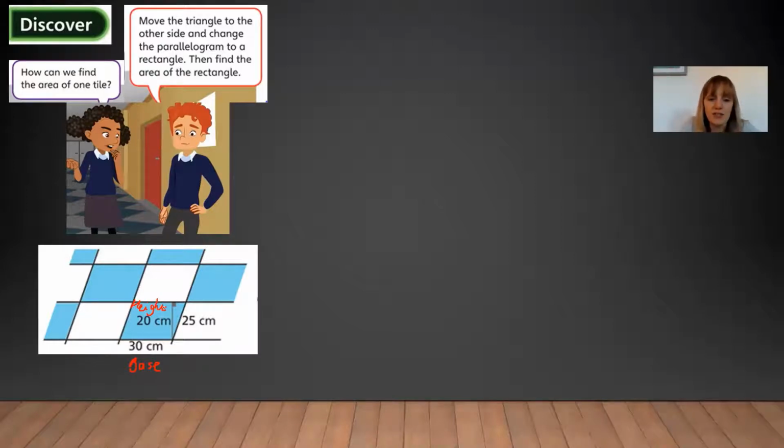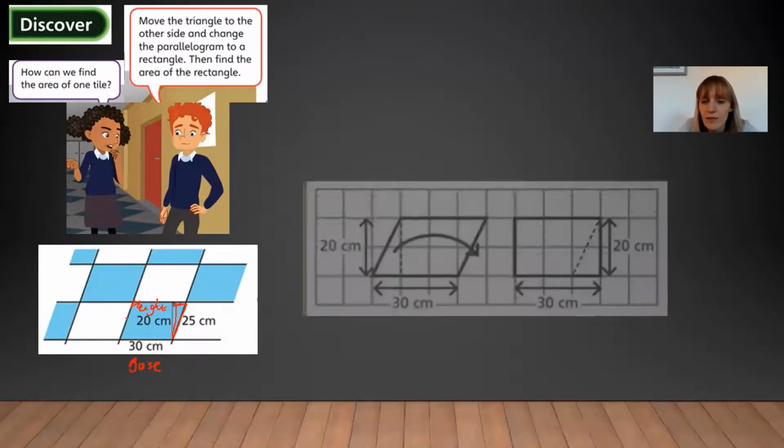Now, Richard has seen that if we move the triangle to the other side, so when he's saying triangle, he's sort of meaning this bit, like the height line, the width line, and then that little bit across there. He's saying if we move it over to the other side, we can then change the parallelogram into a rectangle and then find the area. So it looks like this.